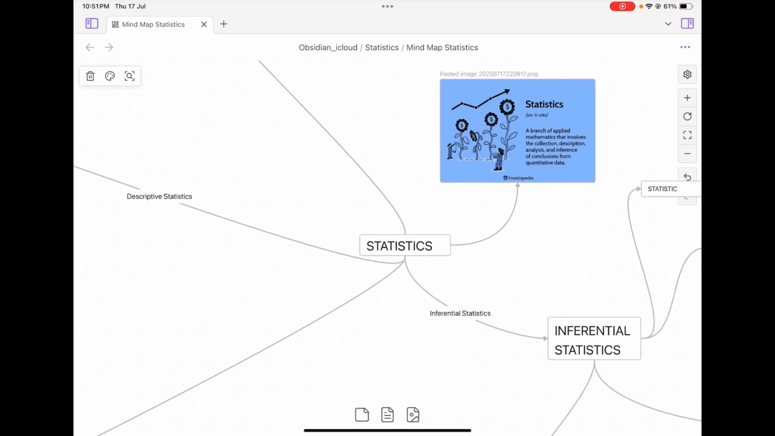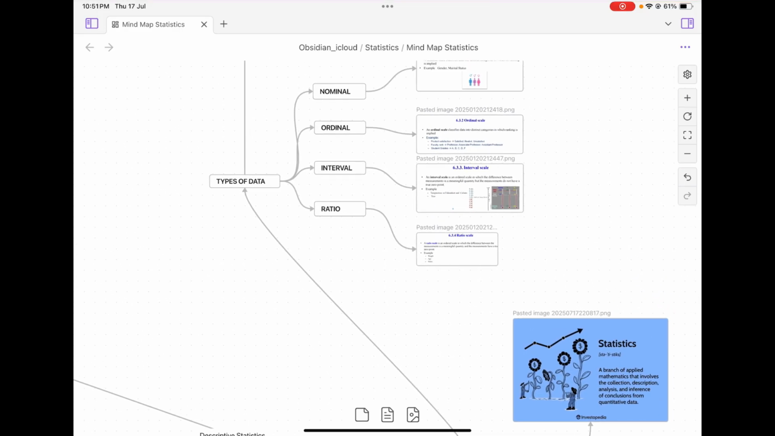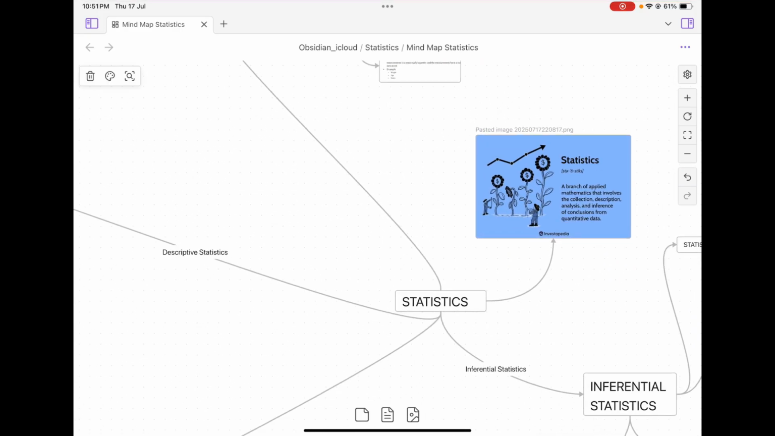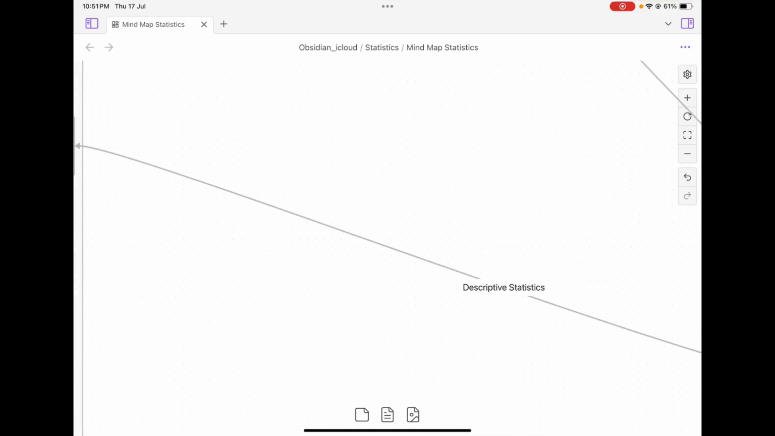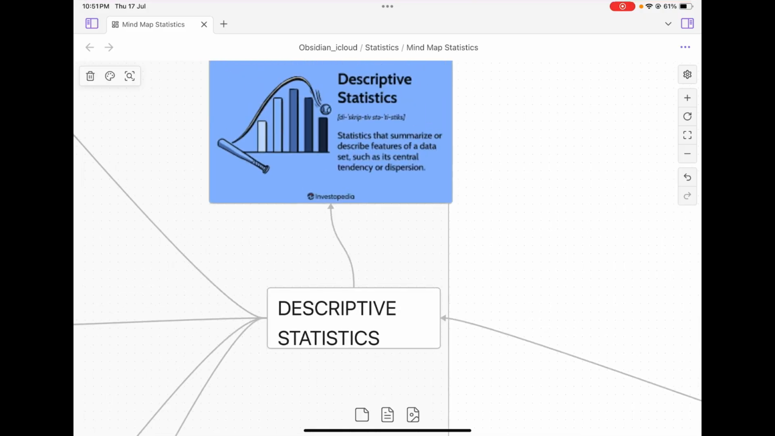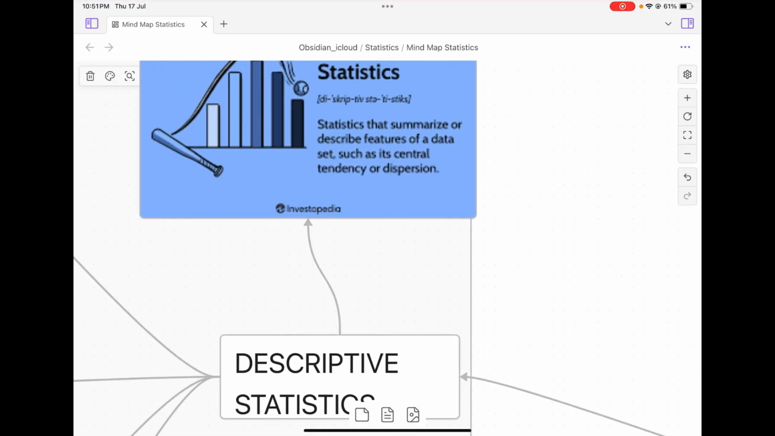In the previous video we have seen the different types of data. Now we are moving to the first branch of statistics that is particularly useful for data science, that is descriptive statistics. So what do you mean by descriptive statistics? You have seen there are two types, inferential and descriptive. Descriptive statistics basically summarize the data to describe features of the data.